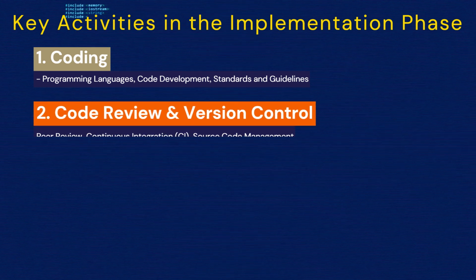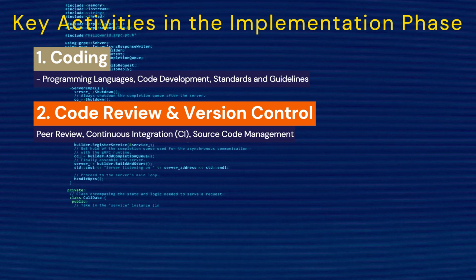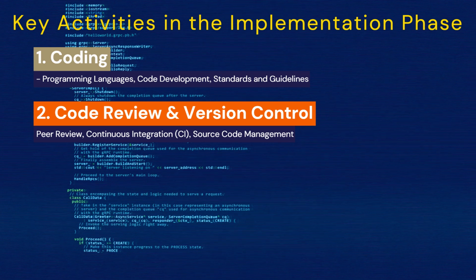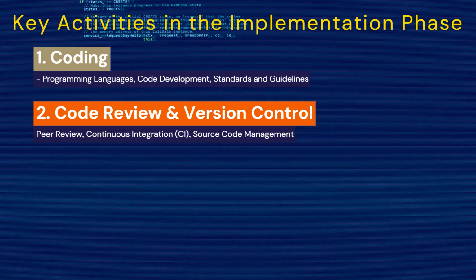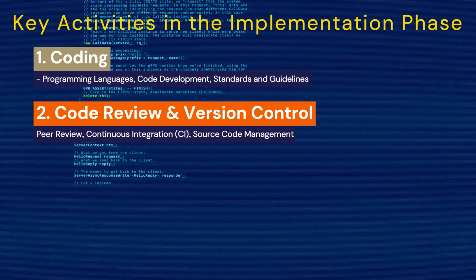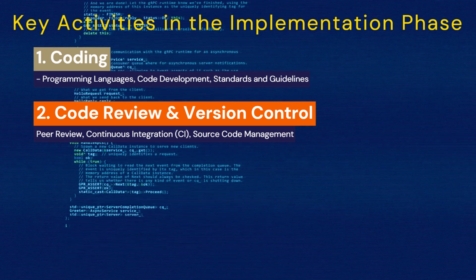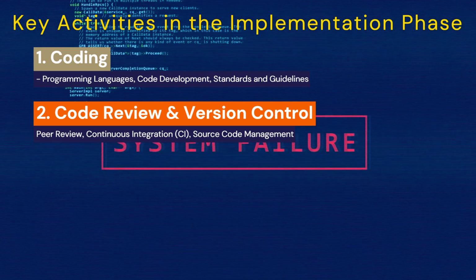2. Code review and version control. Peer review. Code written by one developer is reviewed by others to catch potential bugs, security vulnerabilities, or performance issues. Continuous integration, CI. As code passes through reviews, it's merged into the main codebase, and CI tools check for integration issues.